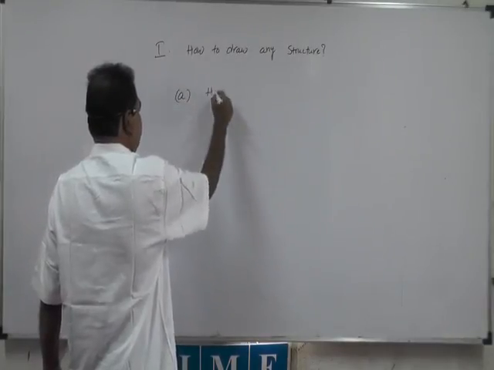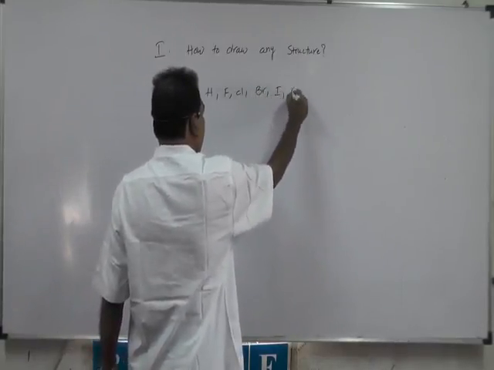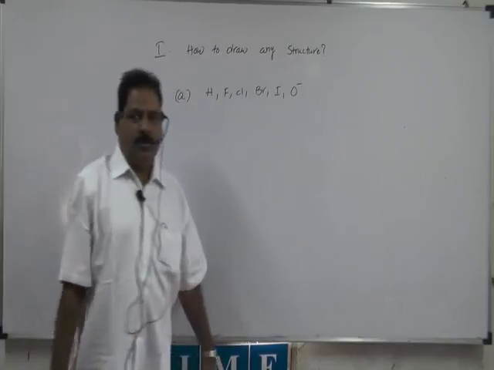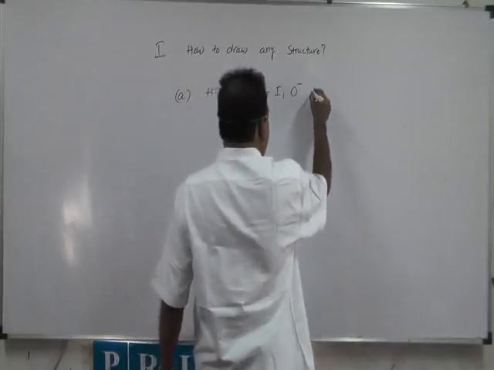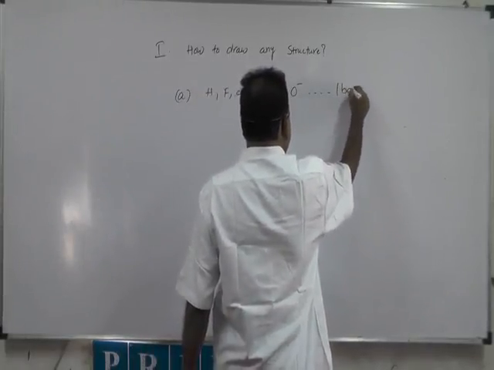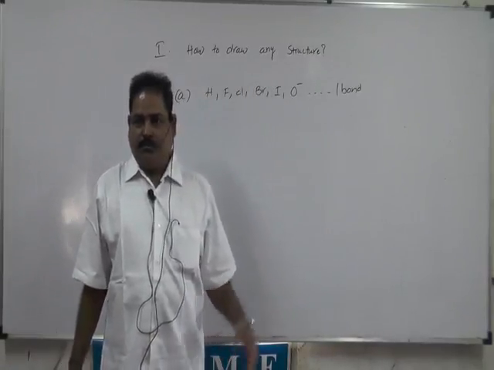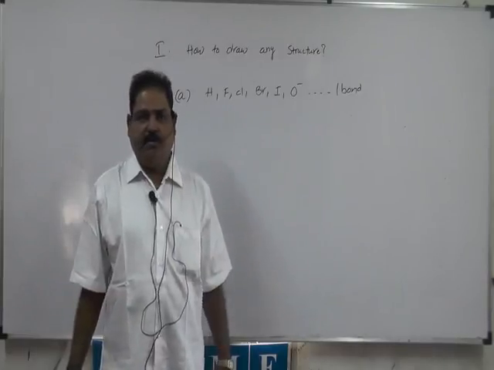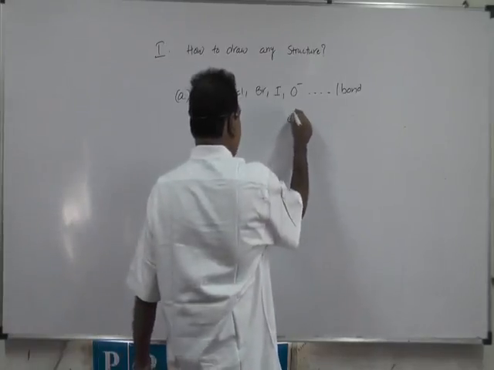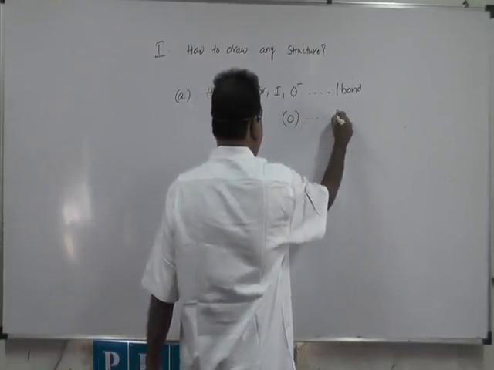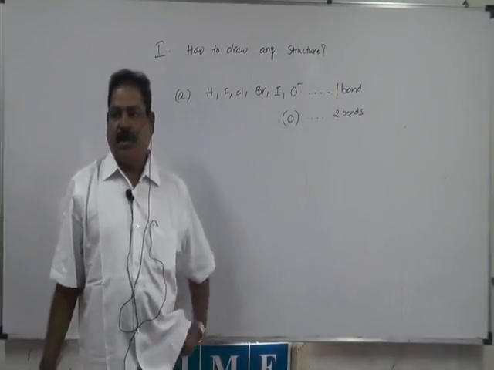Hydrogen, fluorine, chlorine, bromine, iodine, O minus, oxygen with one negative charge. They all form one bond wherever they are as guest atoms. Like in PCl5, PH3, NH3 and so on. Oxygen can form two bonds. Oxygen as a guest atom.